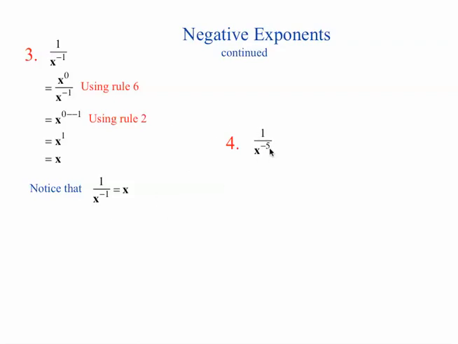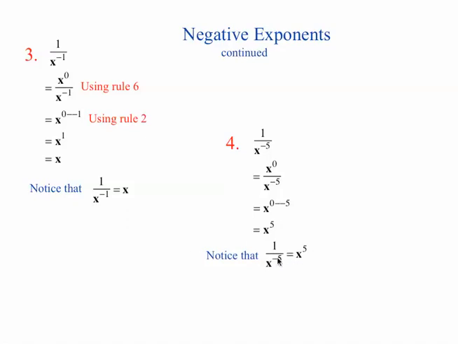1 over x to the negative 5. If this rule holds true, we're going to get x to the positive 5. Notice that the 1 is x to the 0 divided by x to the negative 5. I'm going to subtract those, 0 take away negative 5, which is 0 plus 5, which is x to the 5. So 1 over x to the negative 5 is x to the 5.